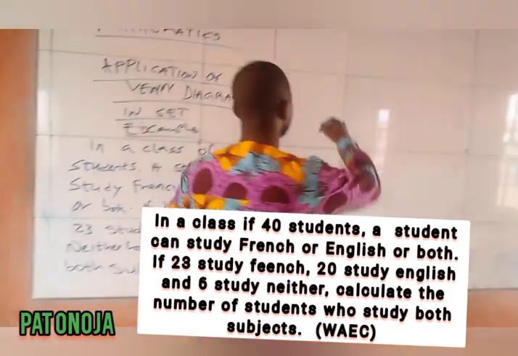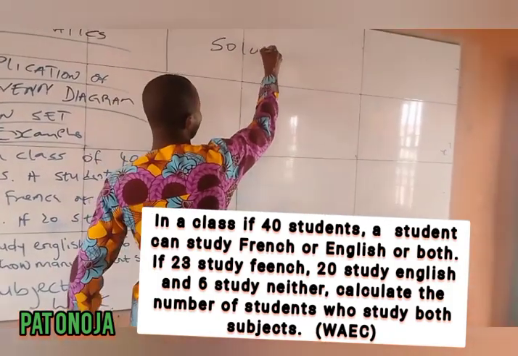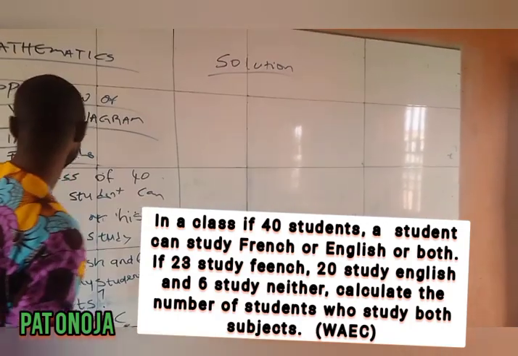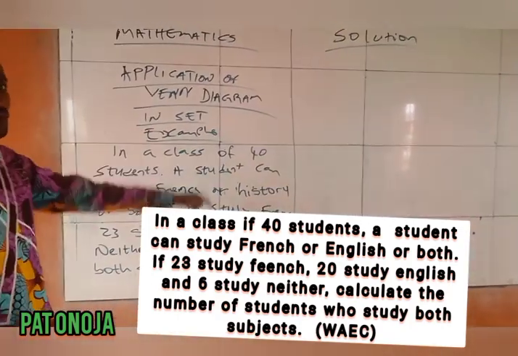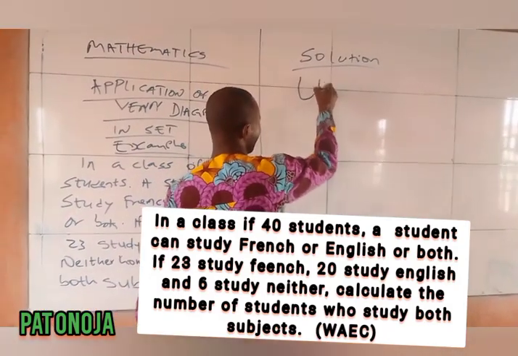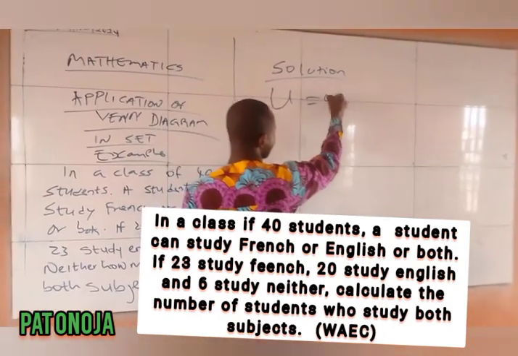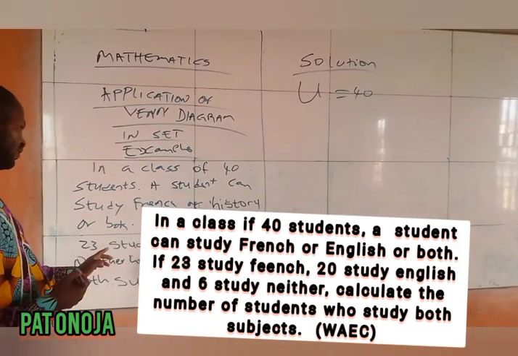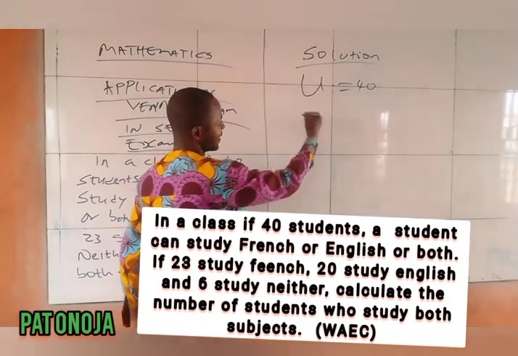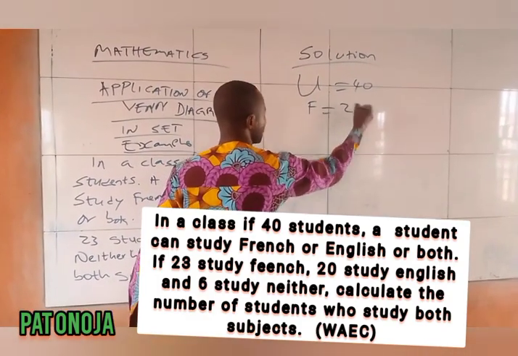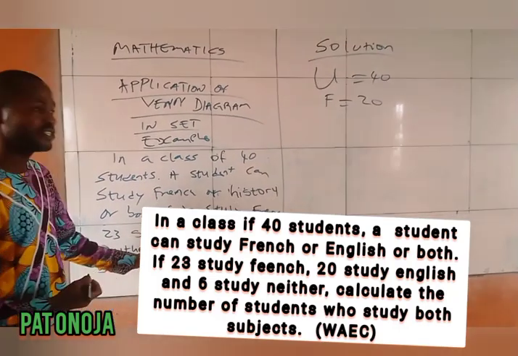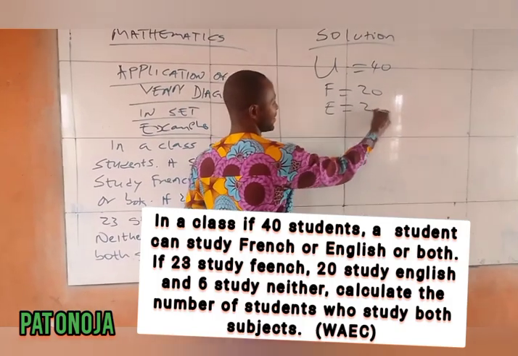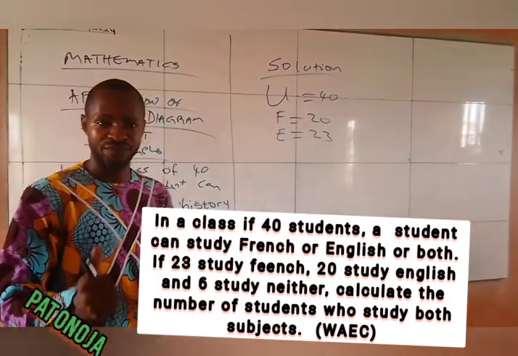So what we need to do first is to bring out the information that we have, or represent the information we have in an equation. So here we have a class of 40 students, that means the total number of students in that class, which is the universal set, is 40. Then we are told that the number of people that study French is 20. So let's assume F is for French, which is 20. And for English, we are having 23 students. So let's assume E is equal to 23.